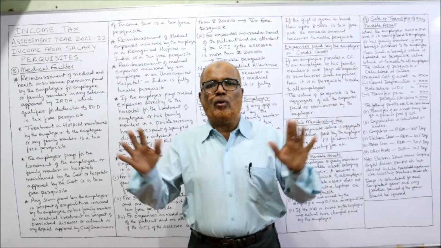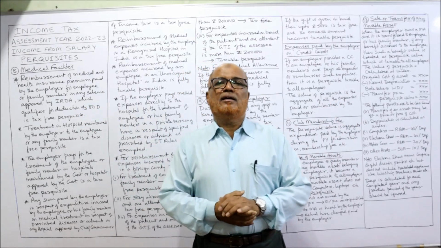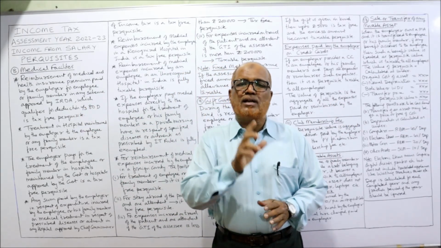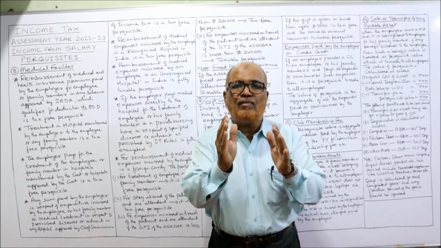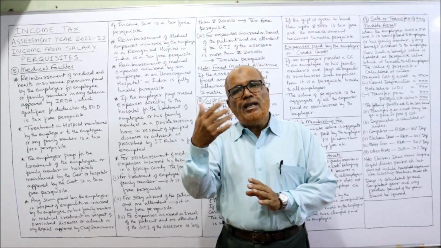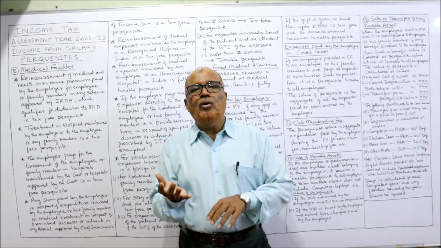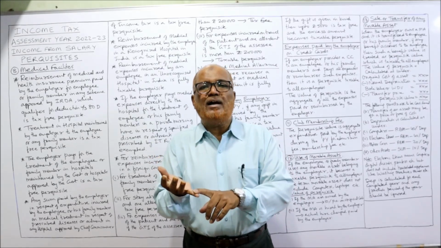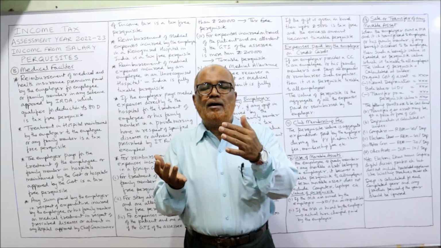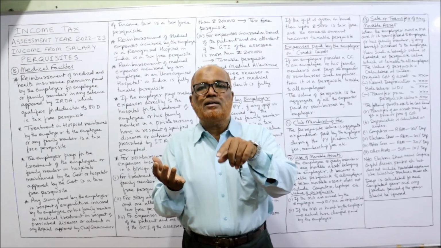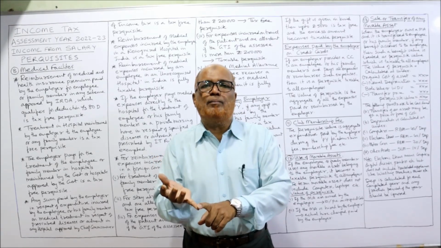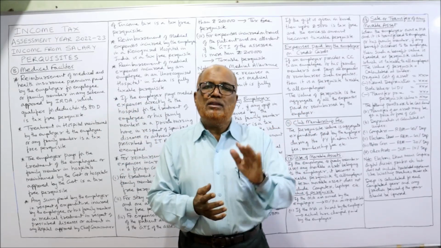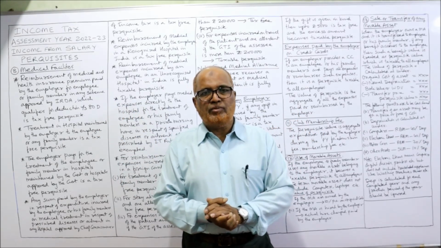So in this video, I have completed the provisions regarding perquisites which are taxable in the hands of all employees. The second category is those perquisites which are taxable only in specified employees. So in the next video, I am going to explain who are called the specified employees and what are the perquisites which are taxable only to specified employees, not to all employees. That will be taken up in the next video.